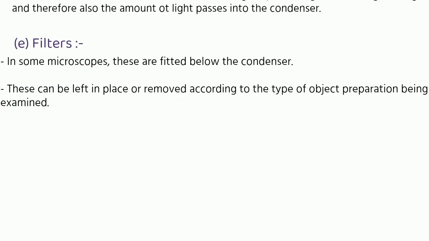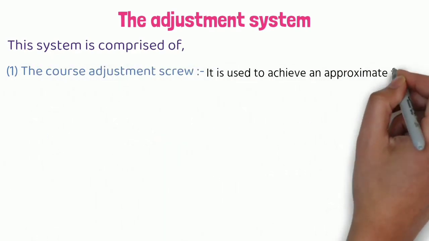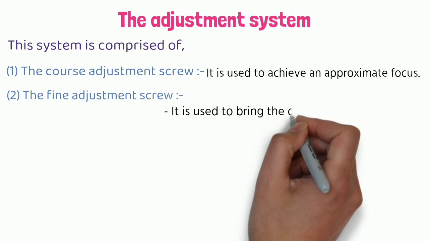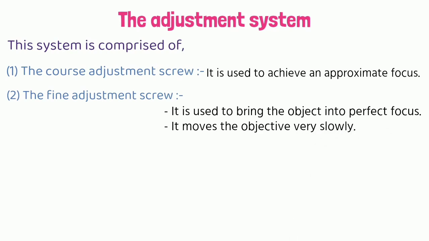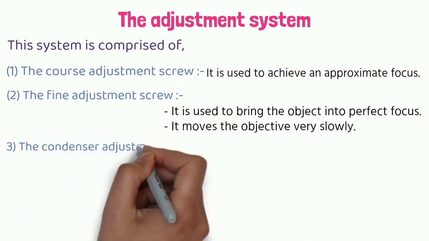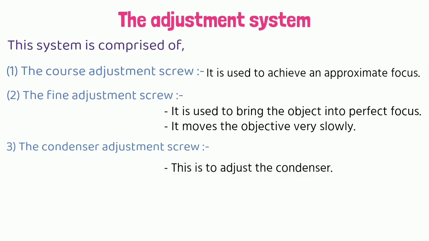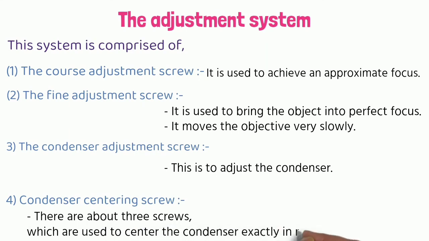The adjustment system. This system comprises, first, the coarse adjustment screw, used to achieve an approximate focus. The fine adjustment screw is used to bring the object into perfect focus; it moves the objective very slowly. The third is the condenser adjustment screw, used to adjust the condenser. Then the condenser centering screws: there are about three screws, used to center the condenser exactly in relation to the objective.